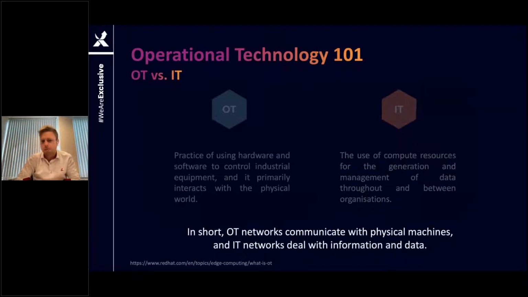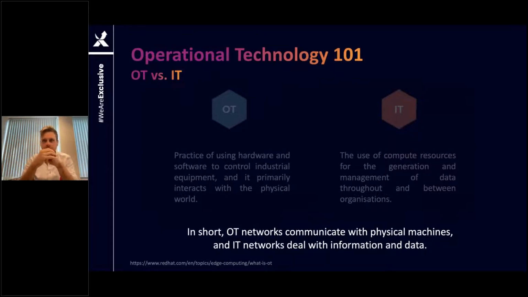So in short, OT networks communicate with physical machines, with the physical world, and IT networks deal with information and data. With OT, you can feel the heat, smell the smoke, monitor the pressure, you can see a valve opening, and if you're at the wrong place at the wrong time, maybe even feel electricity flowing because you opened the relay or something. So these are really physical things.